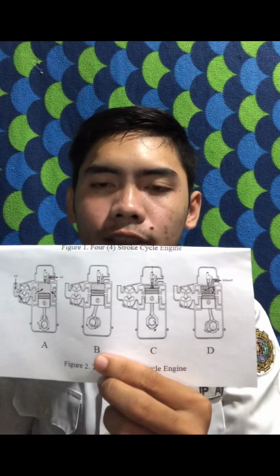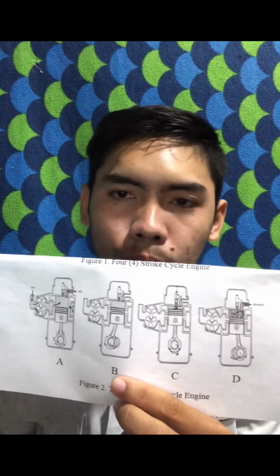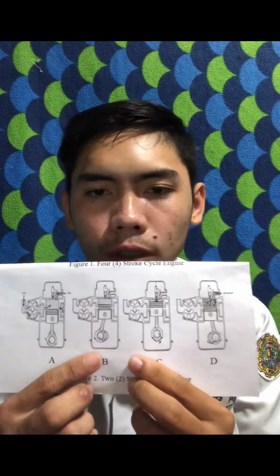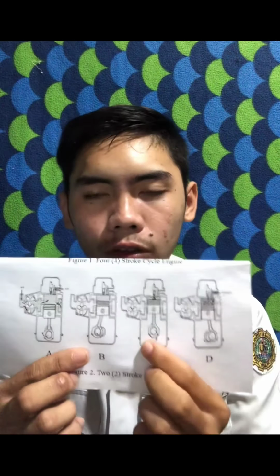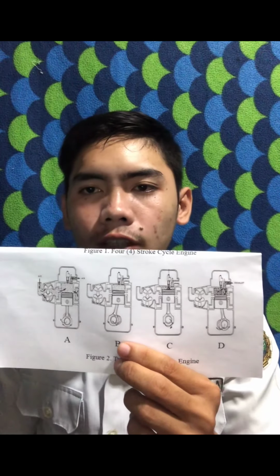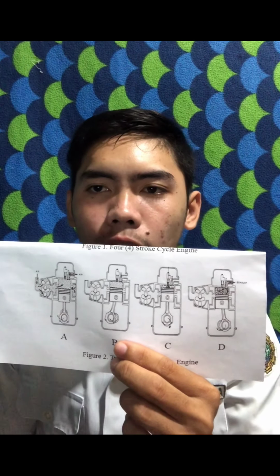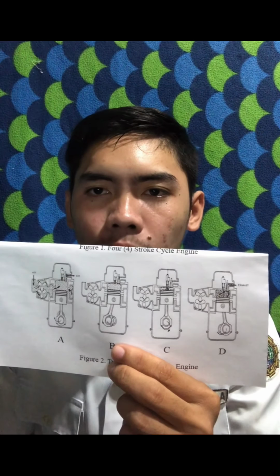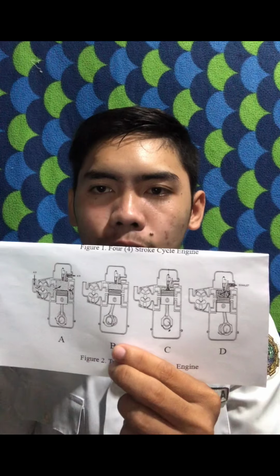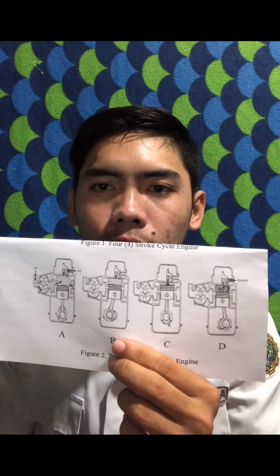Now, 2-stroke contains 2 processes: the compression stroke and the power stroke. What is the compression stroke? In the compression stroke, the inlet port opens, the air fuel mix enters the chamber, and the piston moves upward compressing the mixture. A spark plug ignites the compressed fuel and begins the power stroke.